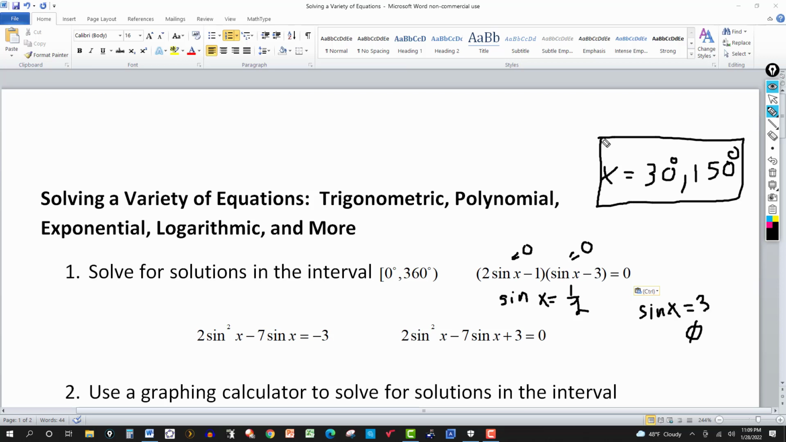Now if we didn't have a restriction on the interval, they just wanted all solutions, in that case you have an infinite number of solutions, because you can add a multiple of 360 to each of these and you get another answer. For example, 390 degrees will also work. Any multiple of 360 will work. You can also have negative answers, but in this case we're restricted to the interval from 0 to 360, so that's your solution for that equation.